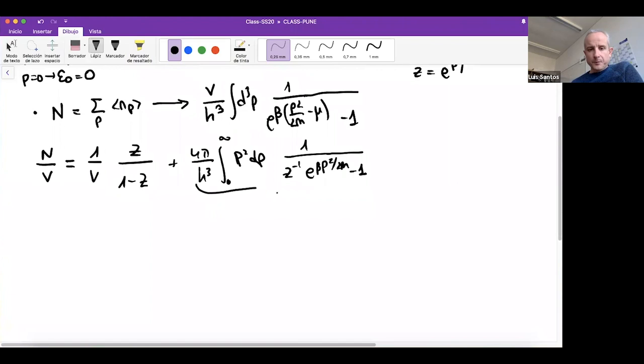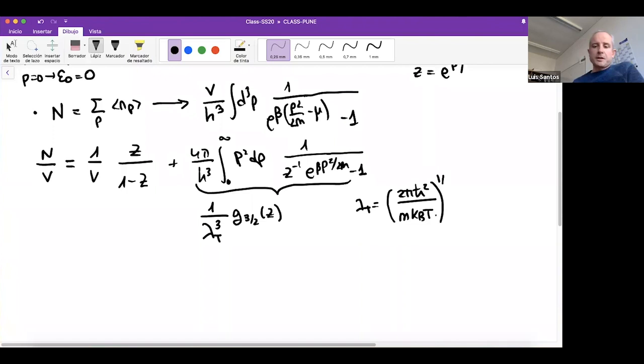And what is interesting is that this expression here can actually be written in the following form. It's one divided by a length to the power three. I will tell you what this length is. And a given function, which I will tell you right now what it is, of the fugacity. This lambda_T is a length, the so-called thermal de Broglie wavelength. The thermal de Broglie wavelength is proportional to the inverse square root of the temperature, so the lower the temperature, the bigger this thermal de Broglie wavelength. And this g function here is defined in this way, as this sum.